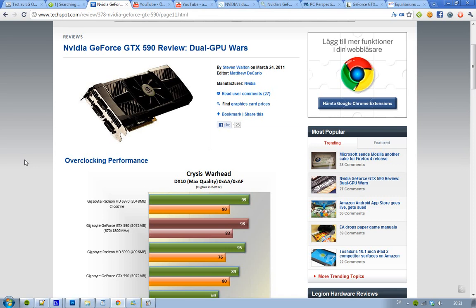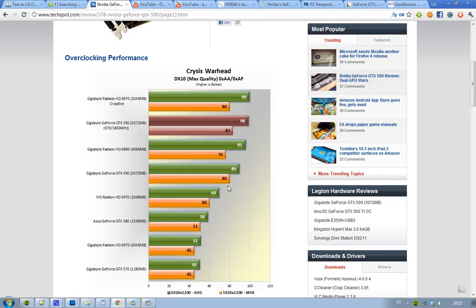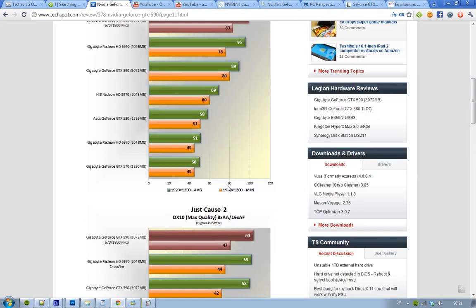First we have Crysis Warhead. We can see that the GTX 590 is a little better, but they're very close to each other. When I'm comparing the Radeon HD 6990 and the GTX 590, they're very close. In Crysis Warhead, with no anti-aliasing and no AF, you can see that the GTX 590 is a little better under this test, at 1920x1200.